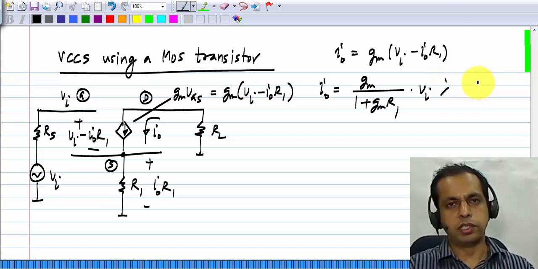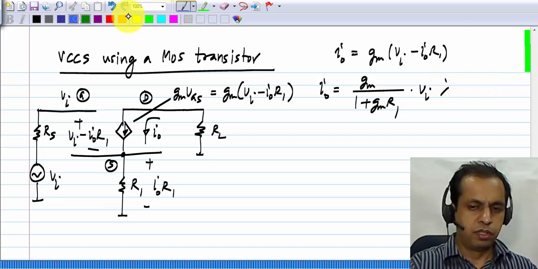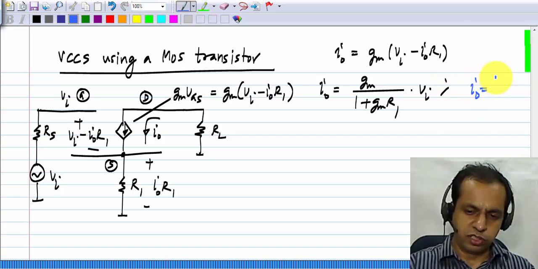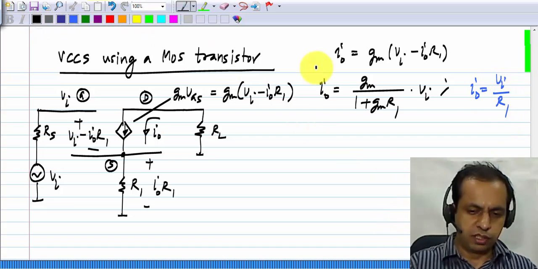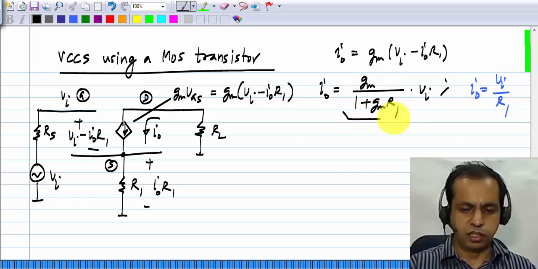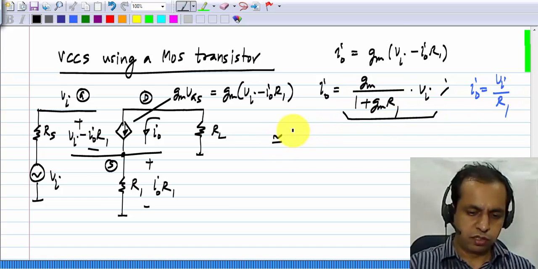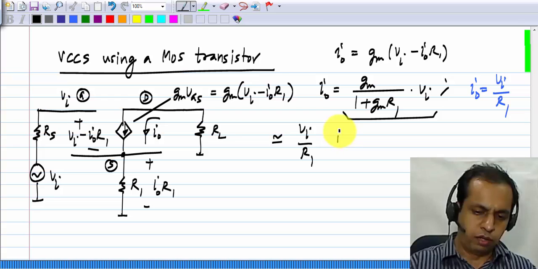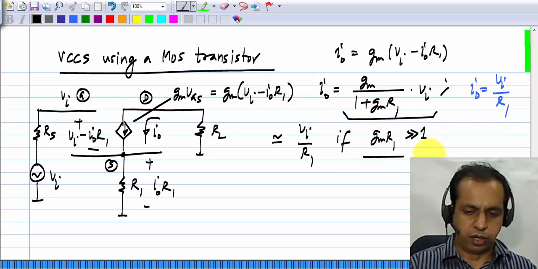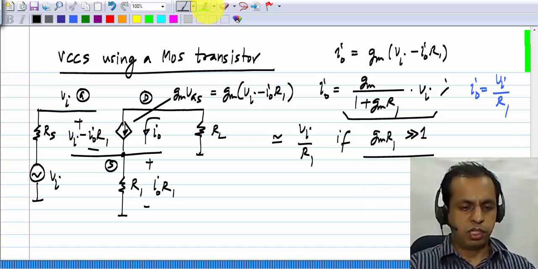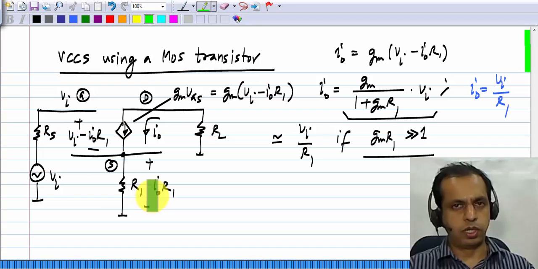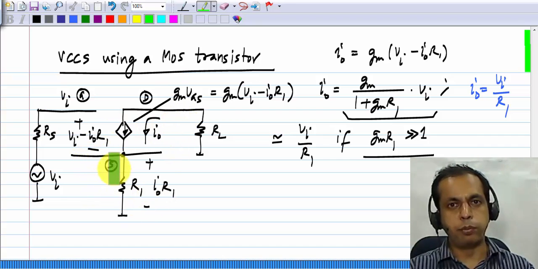Now what is the relationship that we wanted to have? That was I0 equals Vi by R1. And you can easily see that this expression reduces to that if Gm R1 is much more than 1. So if you choose Gm R1 to be much more than 1, the ratio of output current to input voltage in this circuit becomes independent of Gm.